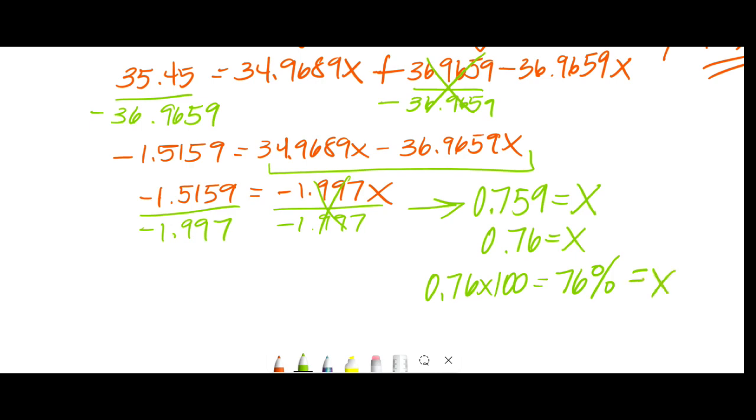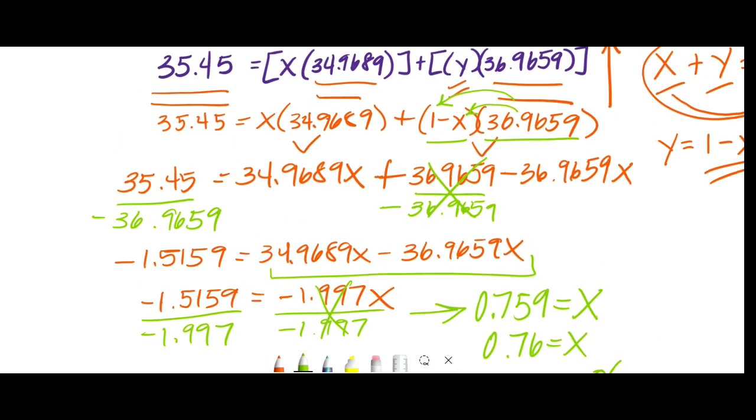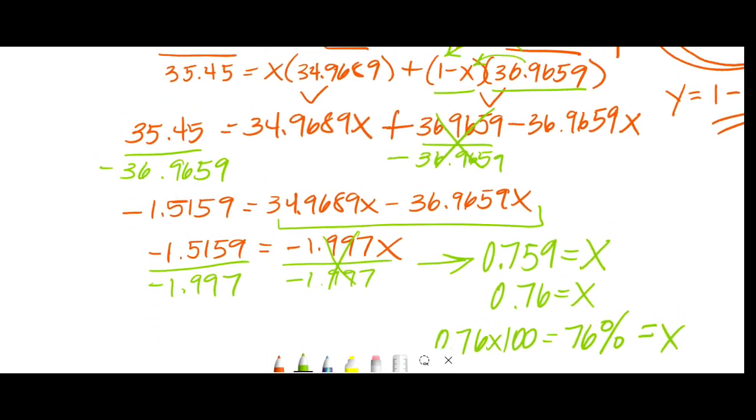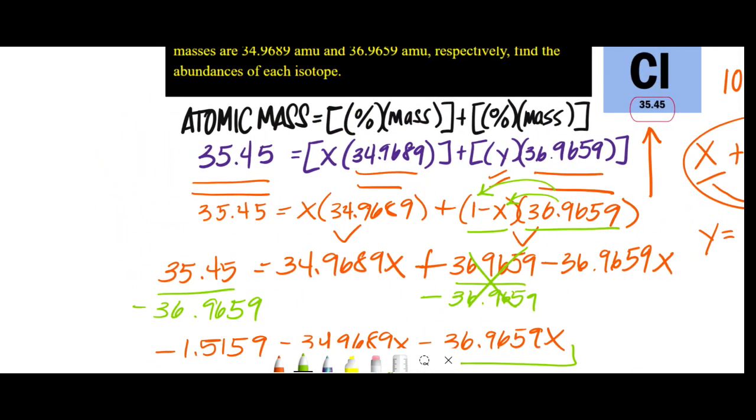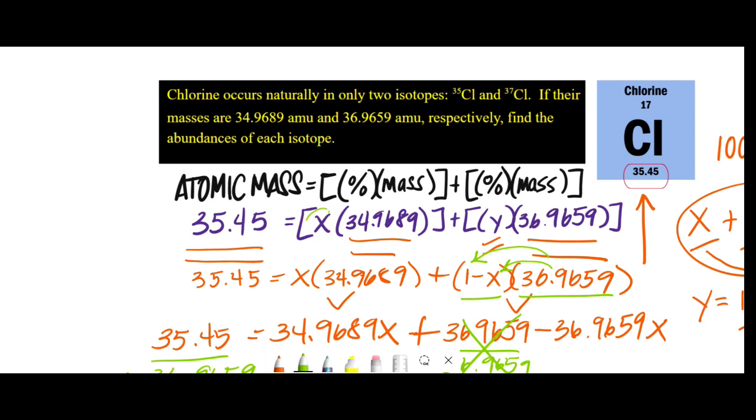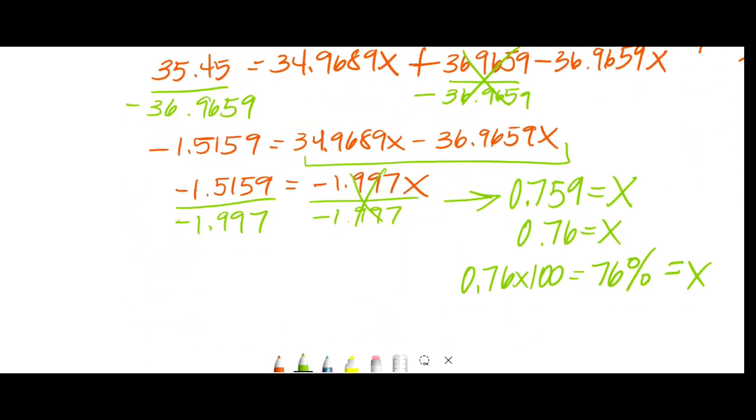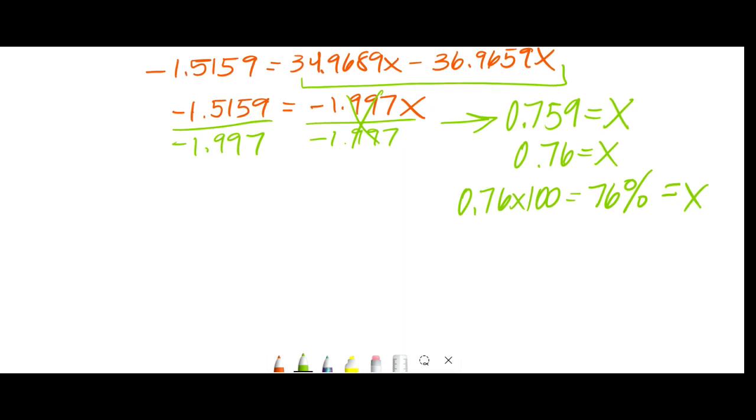Okay, so if we go back up here slowly, let's remind ourselves, what was that x again? Okay, so that was the percent abundance of this isotope. That's the 34.9689. So that's chlorine 35, right? So we just found out that chlorine 35 has a percent abundance of 76%.